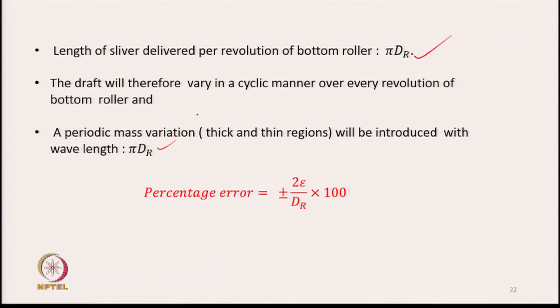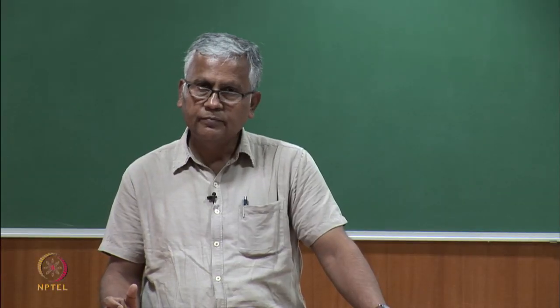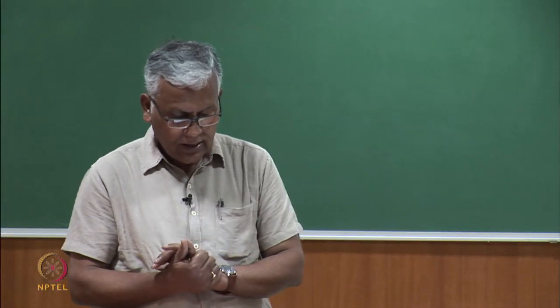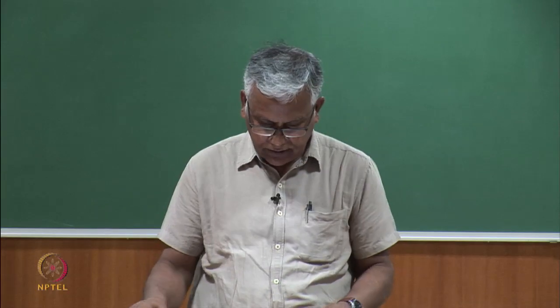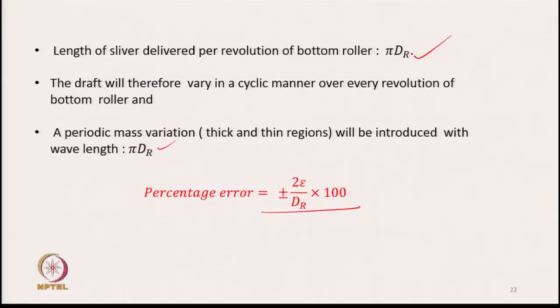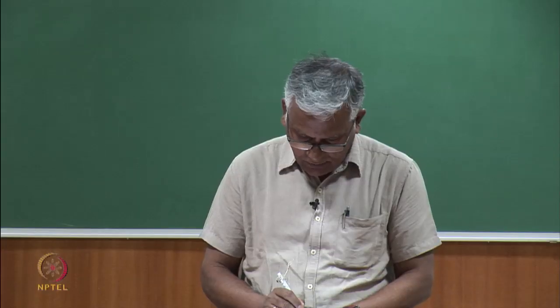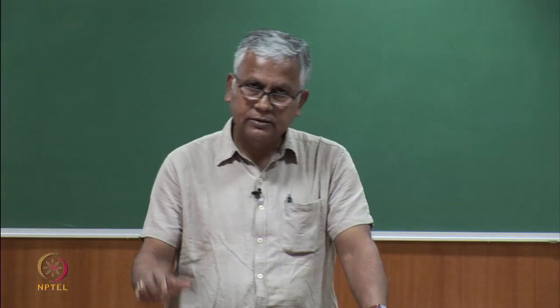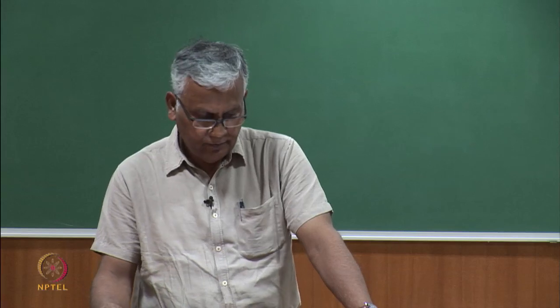So, this will lead to periodic variation in mass, because the draft is cyclically changing, and that will lead to an error in terms of mass variations, and this percentage error is shown by this. This will be plus minus 2 epsilon by d r into 100. So, this is all going to be the effect of eccentric bottom roller, and that is eccentric front bottom roller.